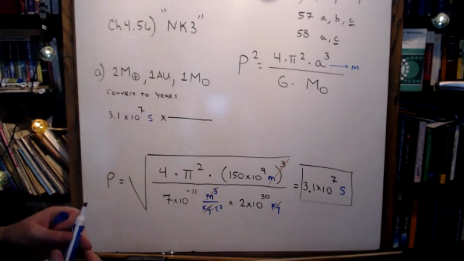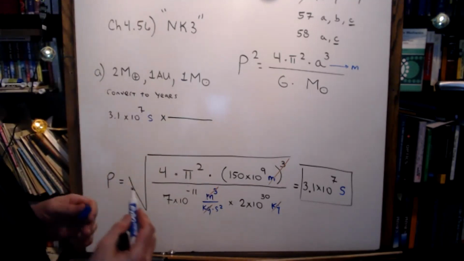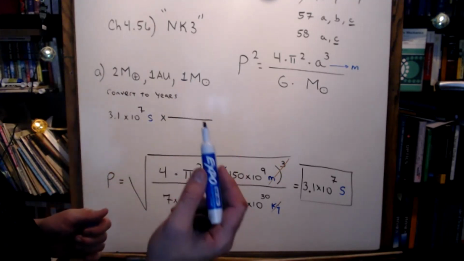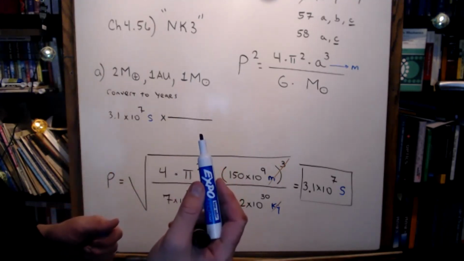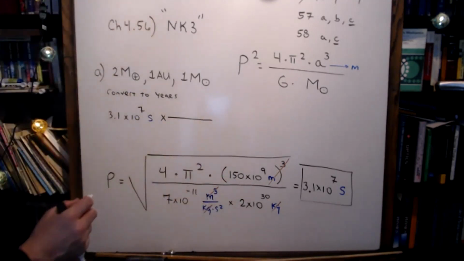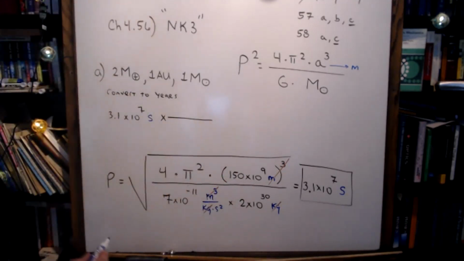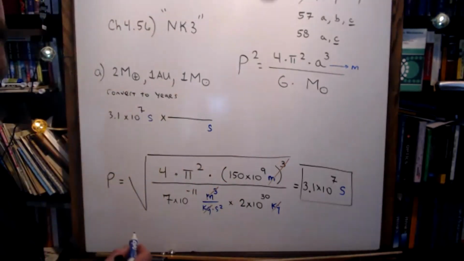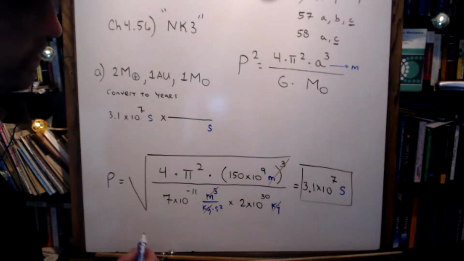Third step. Put units in first to connect, to cancel. So what unit should go on the bottom and what should go on the top? So seconds would go on the bottom, correct, and then you would put years on the top.